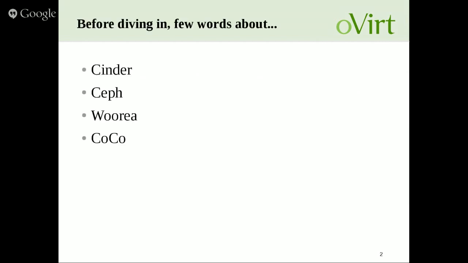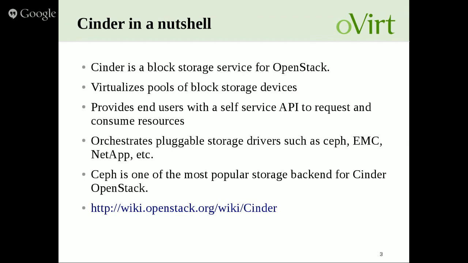So before diving into the integration, I want to spend a few minutes describing the external components which we used in this integration. We mainly use Cinder, Ceph, Urea, and Coco. So in a nutshell, Cinder is the block service for OpenStack. It is the open source project to develop OpenStack block storage, without requiring any knowledge of where the storage is actually deployed or on what type of device it is.